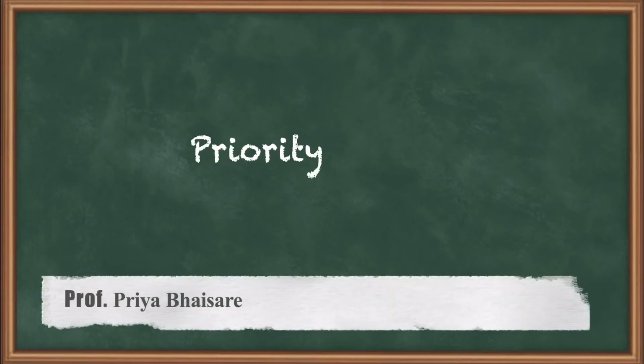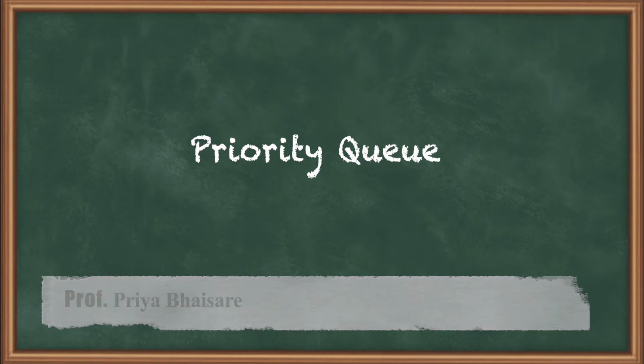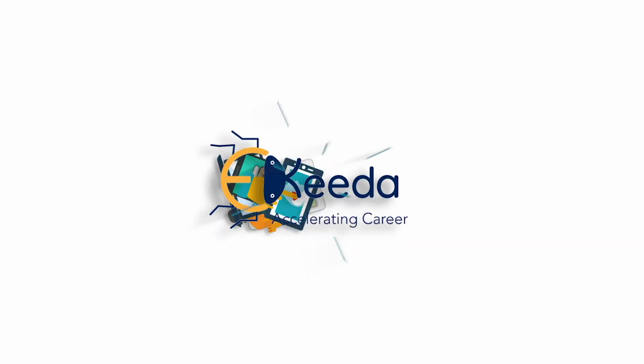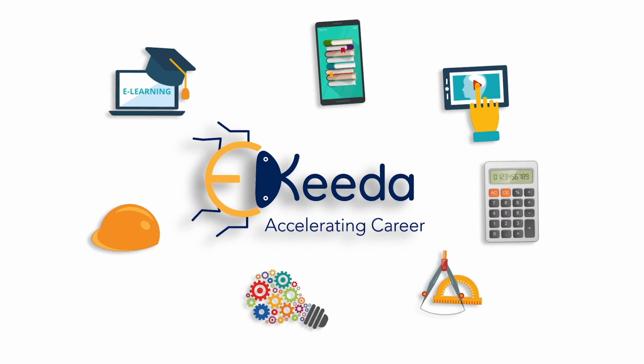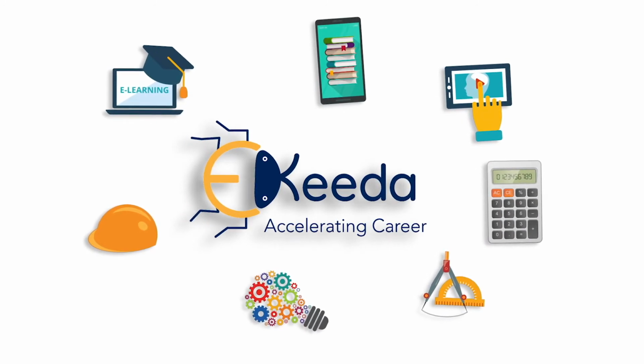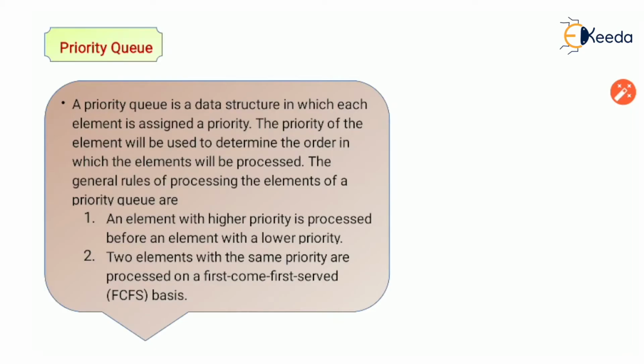Hello friends, we start with the next point, that is, the next type is priority queue. This is the last type of the queue. A priority queue is a data structure in which each element is assigned a priority.